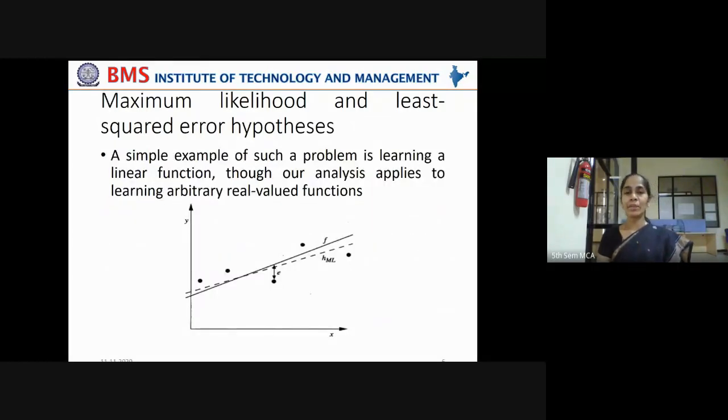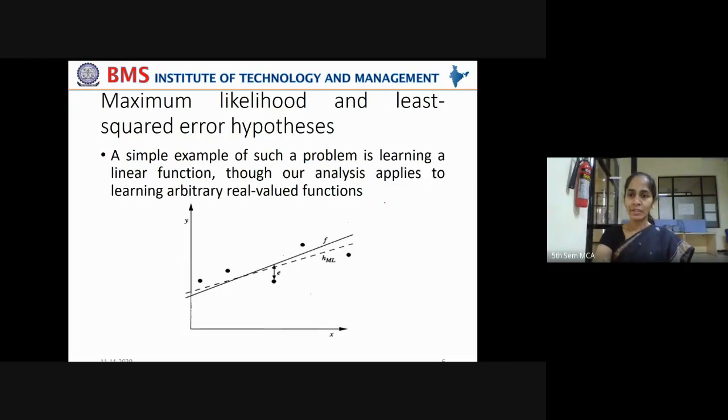Now let us take a simple example of a problem, which is learning a linear function, though our analysis applies to learning arbitrary real valued functions. Before going to this, I'll give you a small example. Based on that, you can understand this concept very well.